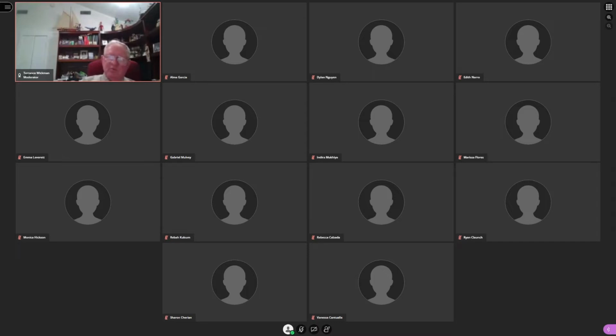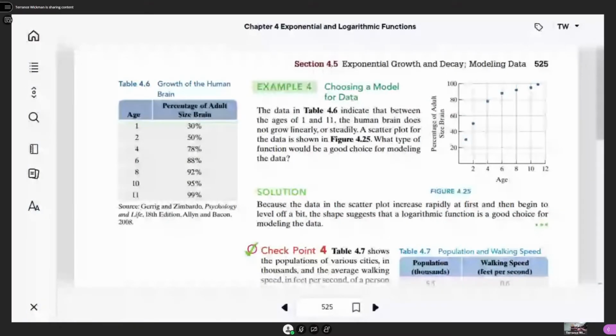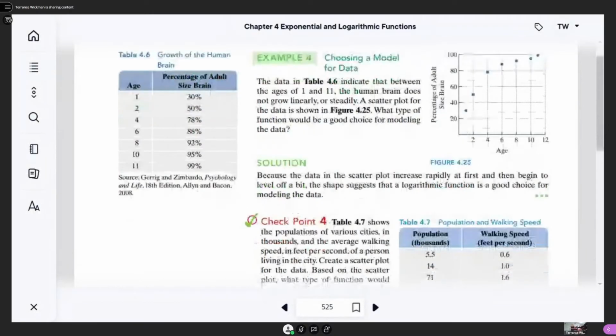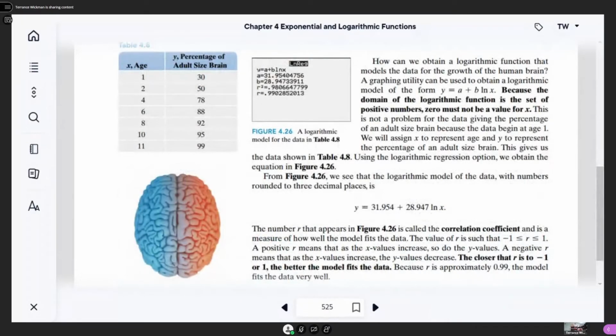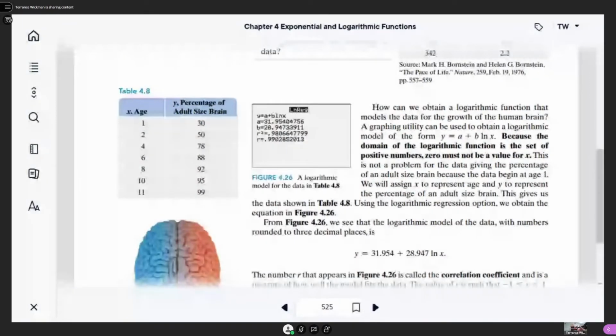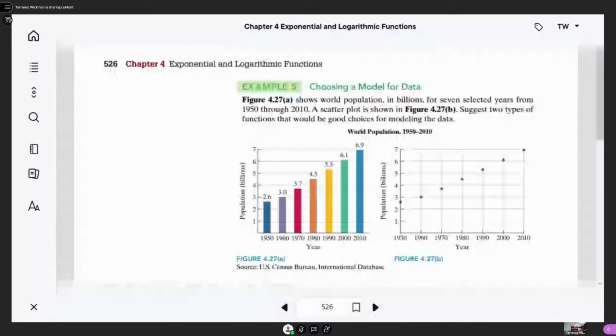So now let's go back to the book. So now you can see example 4 is clearly logarithmic. Now there's a way to do all the calculations. We don't have you create linear regression models anymore. That's good to read. So now look at the left.